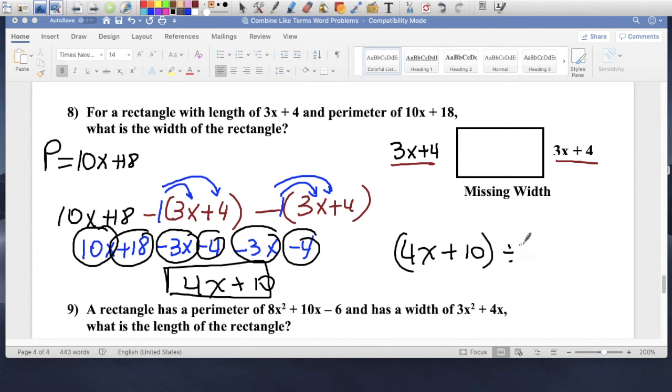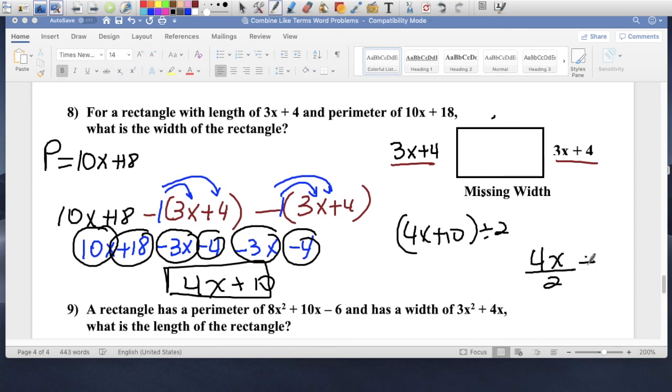But I have to divide this by 2, because there's one side and the other side. The way I would like you to divide this, we're going to divide 4x plus 10 by 2. So if you were to write this, I want you to go 4x divided by 2 plus 10 divided by 2. You're going to divide both terms by 2. What's 4x over 2? It's 2x. And what's 10 over 2? 5. So this side is 2x plus 5, and this side is 2x plus 5.